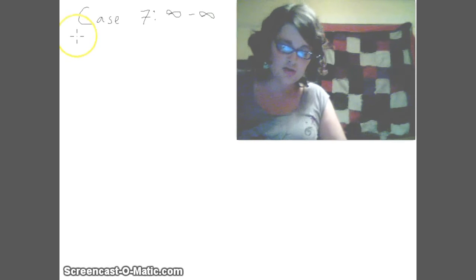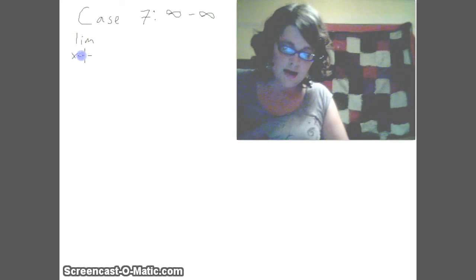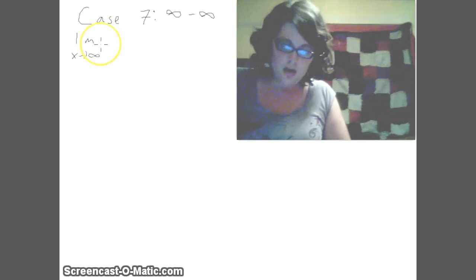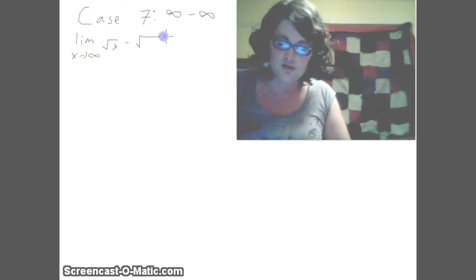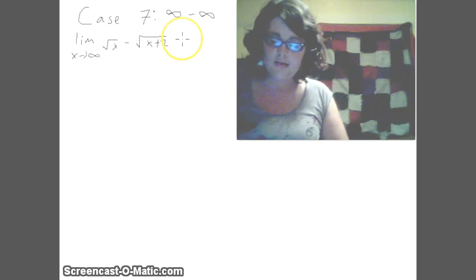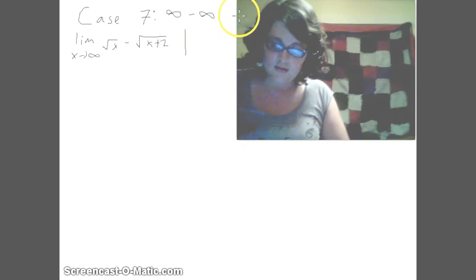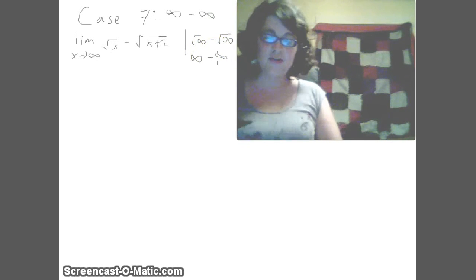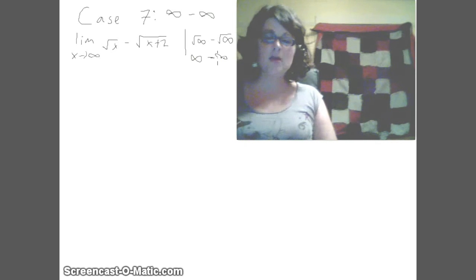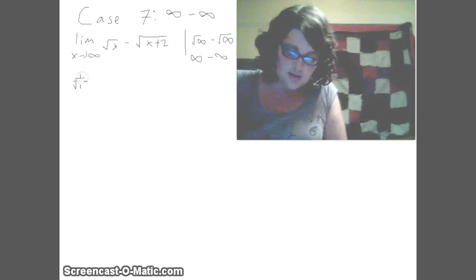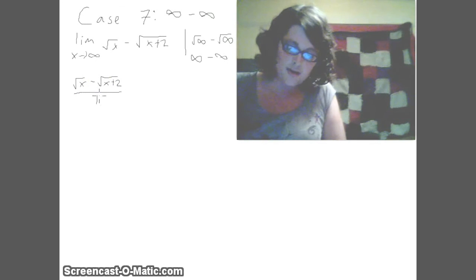So the example of this I'm going to do is the limit as x goes to infinity of square root of x minus square root of x plus 2. Now, if we plug in infinity, this gives you square root of infinity minus square root of infinity. Square root of infinity is still infinity. Infinity minus infinity is what tells us we're in a case 7 situation. So we're going to treat this square root of x minus square root of x plus 2 as a fraction over 1. We're going to multiply the top and bottom by square root of x plus square root of x plus 2.